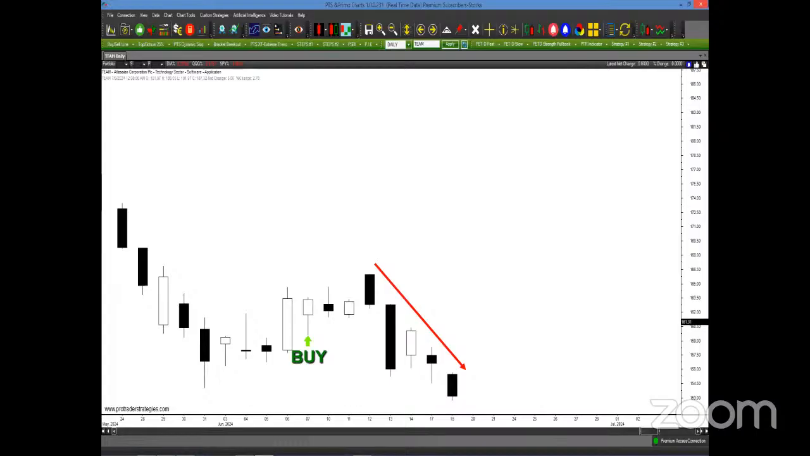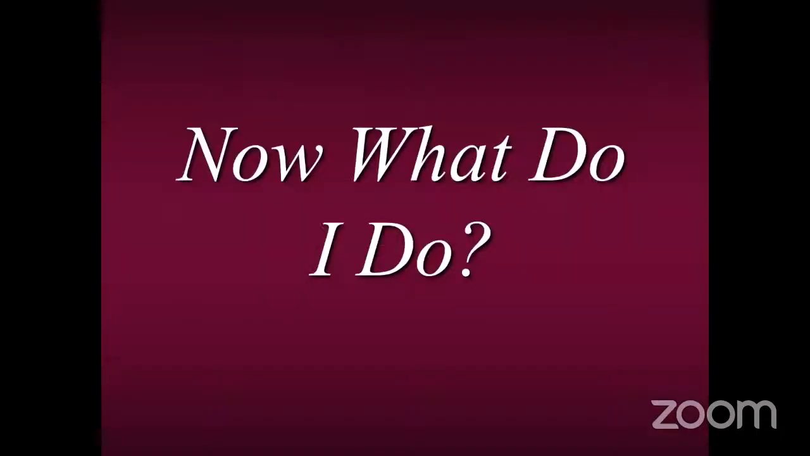Now, this is where traders have a very long stretch of difficulty. This is where we received emails from a lot of our students saying that they asked themselves this question at this point, which is, now what do I do? If you've ever asked yourself, now what do I do? That's a red flag saying that you don't know how to properly apply trade management, because you should always know what to do regardless of what happens.